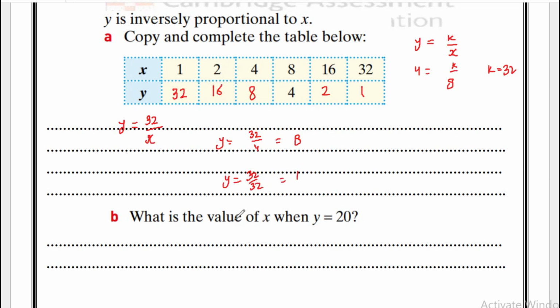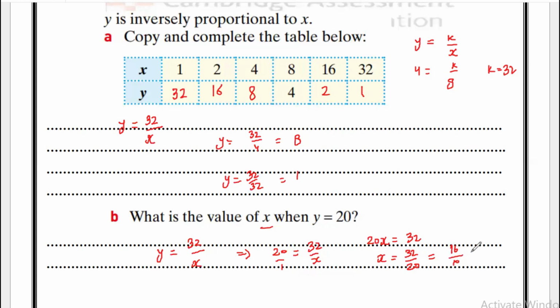And then they are asking the next thing, what is the value of x when y is 20? As we know, our relation between y and x is y is equal to 32 over x. So they say if y is 20, what is the value of x? Then we just cross multiply, that gives me 20 x is equal to 32. So x is equal to 32 over 20. That means both are divisible by 2.